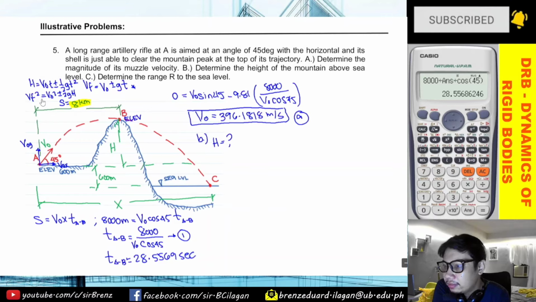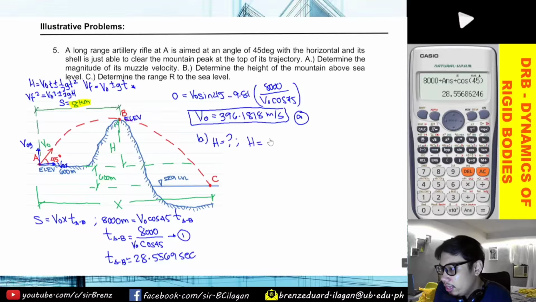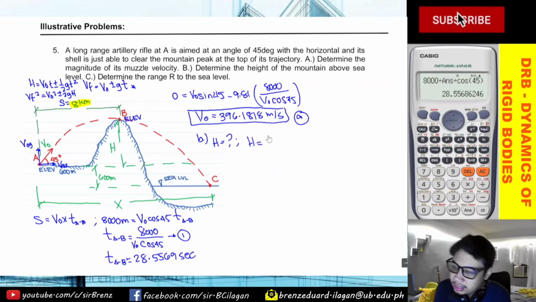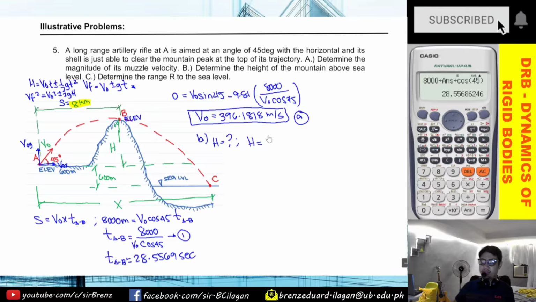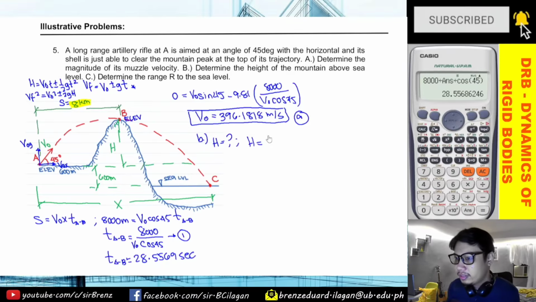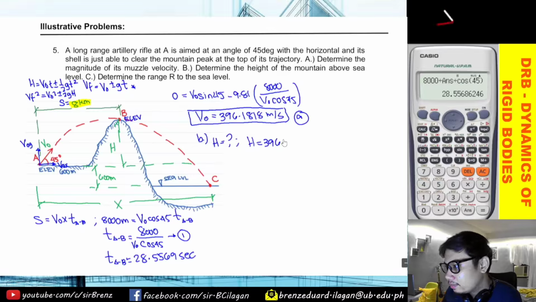Okay? So with that, gamitin natin itong ano. Pwede rin pala yung second equation. Anyway, kinuha ko na rin naman yung time. So gamitin na lang natin yung mas mahaba. So H is equals to 396. So since guys, pinag-uusapan dito is yung free falling. So yung VO dito is yung VOY. Or that is 396.1818.